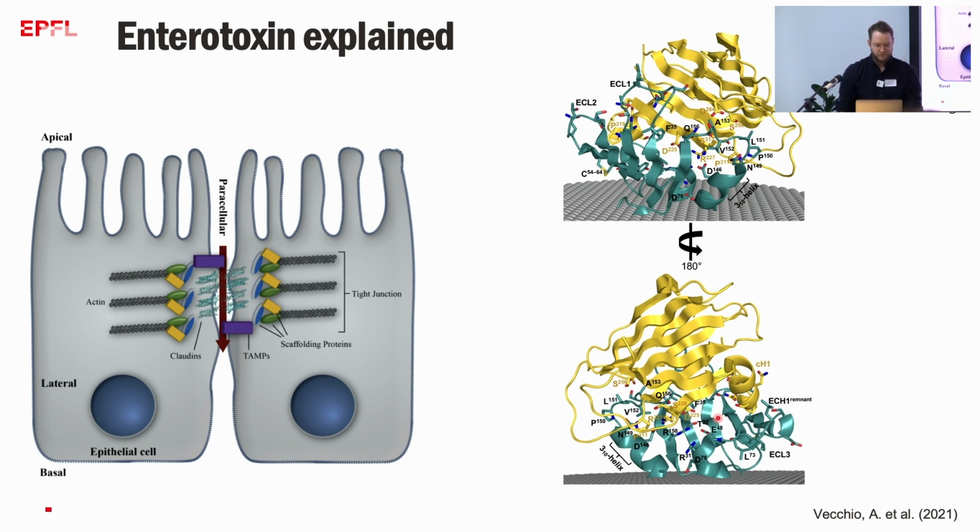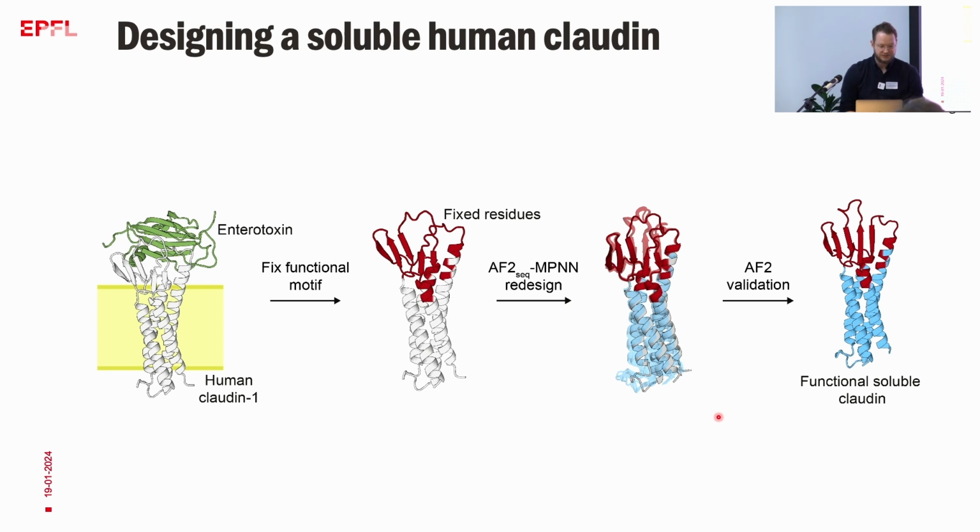But we tried to solubilize these claudins, and we wanted to test if this could maybe be a screening method to check for enterotoxin binding, to see which types of claudins bind enterotoxins. So we took our human claudin 1. We actually tested it on human claudin 1 and human claudin 5, if I remember correctly. We fixed the functional motif again, so these are the residues that interact with enterotoxin, and we redesign the four helical bundle part with AlphaFold and MPNN, and we select our best designs again.